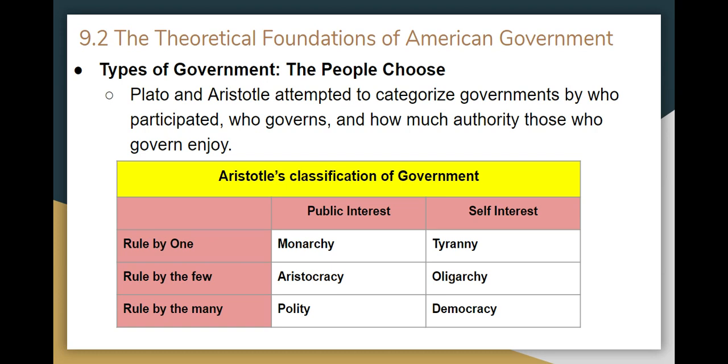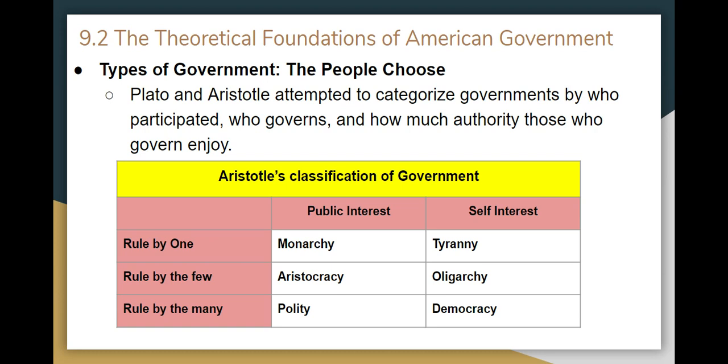Rule by one in the public interest was a monarchy, a king or a queen. In the self-interest, rule by one was tyranny, like a dictatorship or a totalitarian government. Rule by a few in the public interest was an aristocracy, a nobility. Rule by a few in the self-interest was an oligarchy. For instance, South Africa during apartheid.